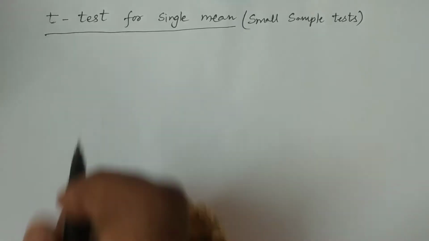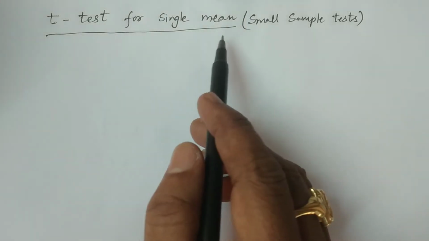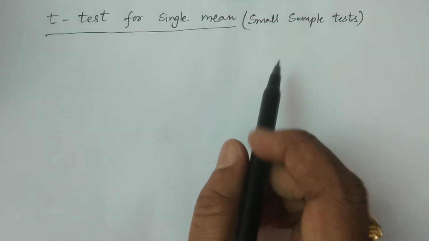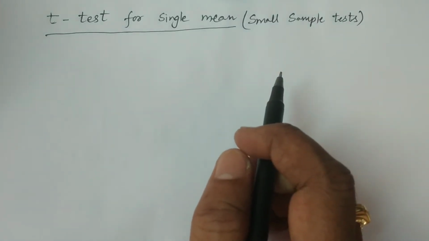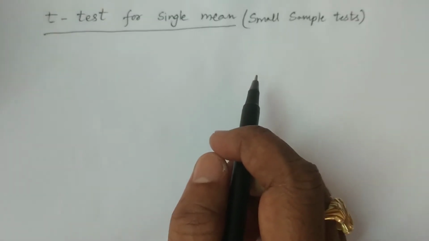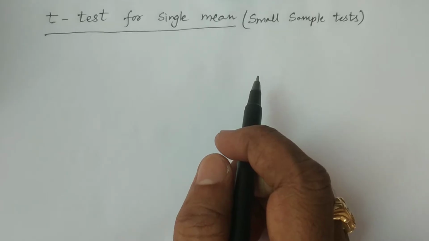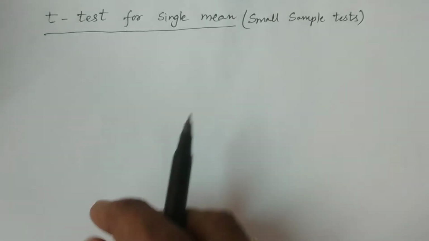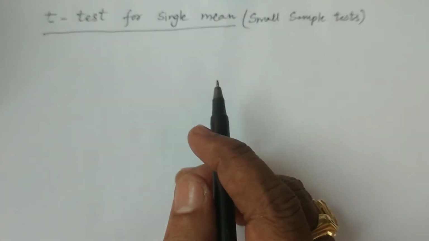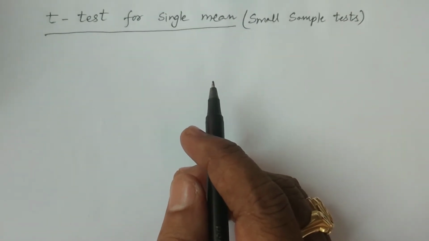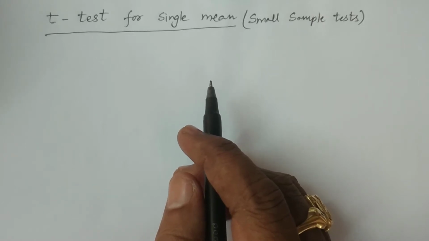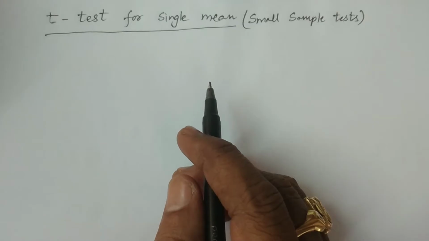In this lesson, I discuss the t-test for single mean, which is a small sample test. For a small sample test, which means the sample size is less than 30, usually the sample is treated as a small sample. To test the single mean, we use a t-test. T-test is going to be applied.